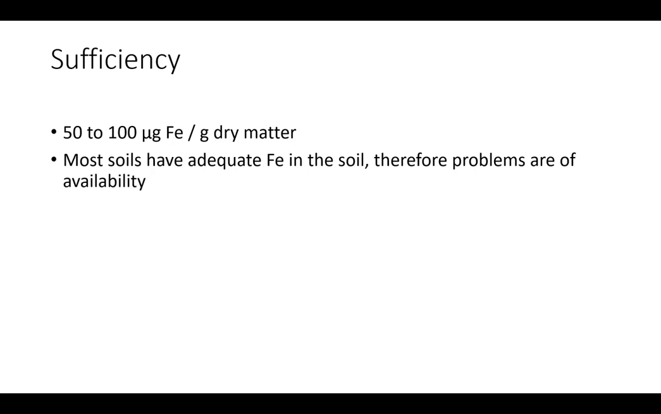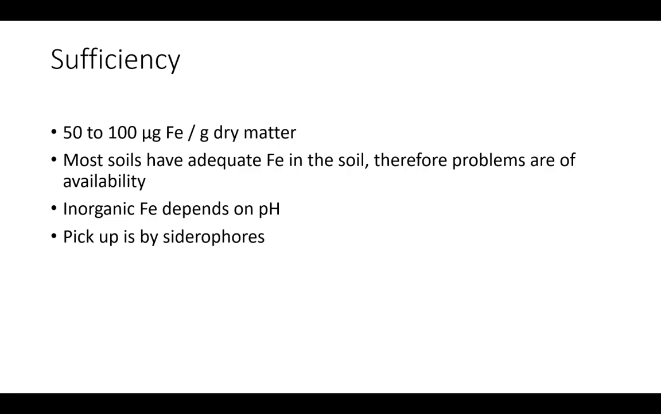Most soils have adequate iron, therefore problems are of availability. It's not that you don't have iron in the soil, it's you're not getting it into the plant. Therefore, you have to be able to check things out. You may need to look at your soil pH. Inorganic iron depends on pH. We said that most soils are not deficient in iron. Iron is often picked up by siderophores that are secreted out, and these siderophores help pull the material in. We looked at some monocots. When we look at iron, sufficiency is rather well defined.